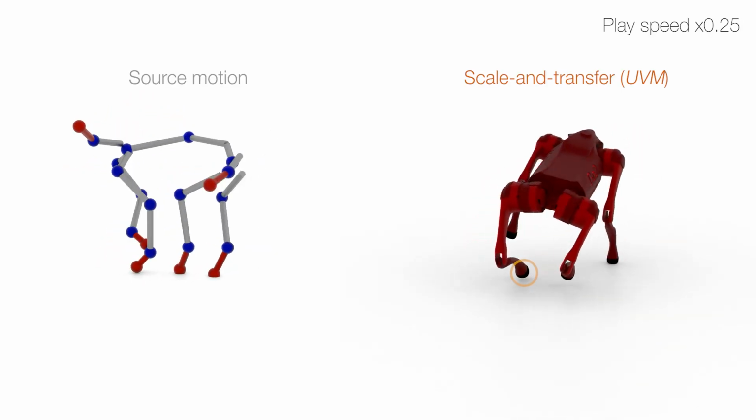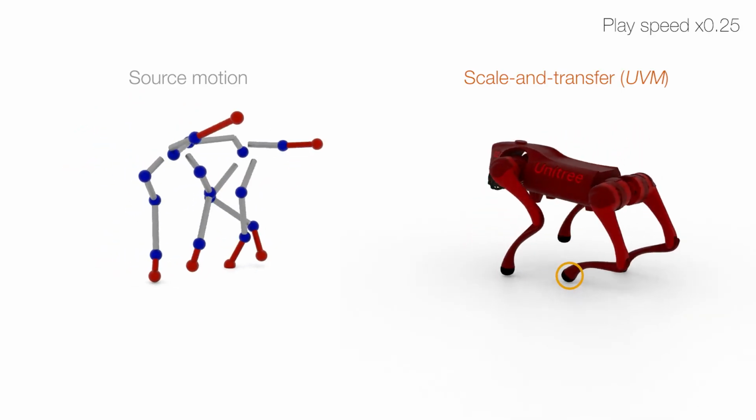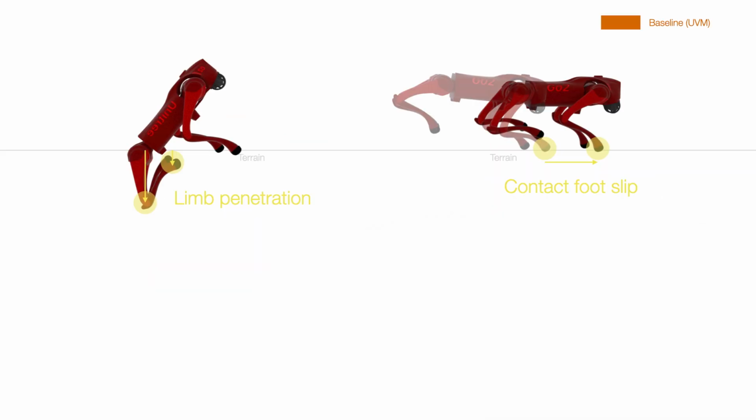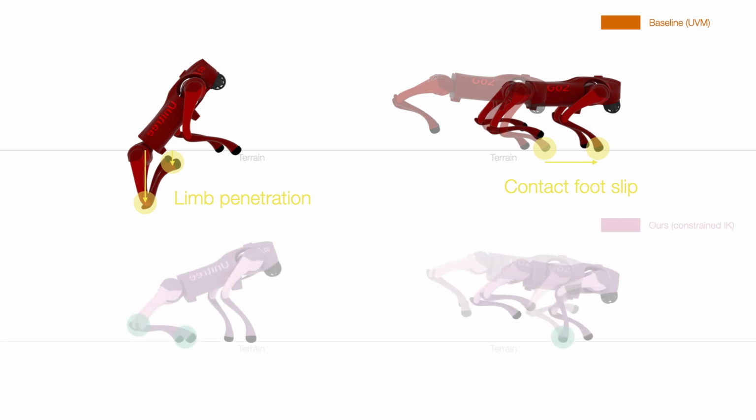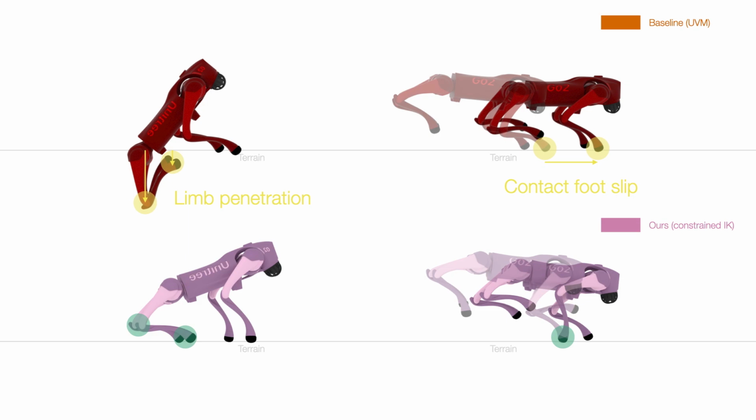However, simply scaling and transferring the motion feature trajectory introduces artifacts such as limb penetrations and contact foot slips, which may hinder successful motion imitation on the robot. To address these issues, we formulate and solve a constrained inverse kinematics problem that enforces limb and joint constraints, eliminating kinematic artifacts from the retarget motion.